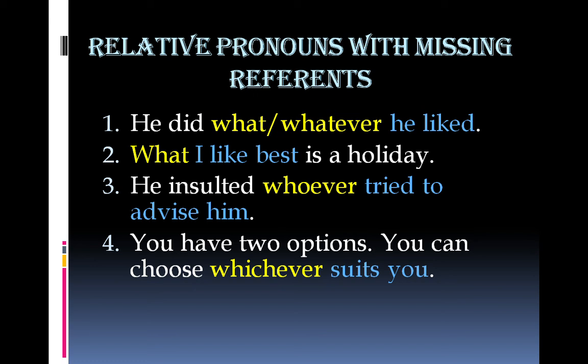You have two options. You can choose whichever suits you. तुम ले सकते हो, मुंतखब कर सकते हो, चुन सकते हो जो तुम्हें अच्छा लगे, जो तुम्हारे लिए मुनासिब हो. Look at the Urdu translation of all these sentences. These WH words, what, whatever, whoever, and whichever, are translating with Urdu words starting with letter G. Compare these sentences with the previous examples. The nouns for which these WH words have been used are not there. They are missing. These are relative pronouns with missing reference.